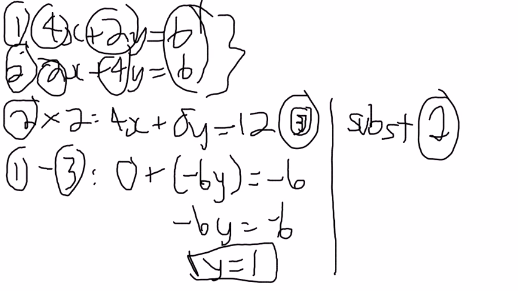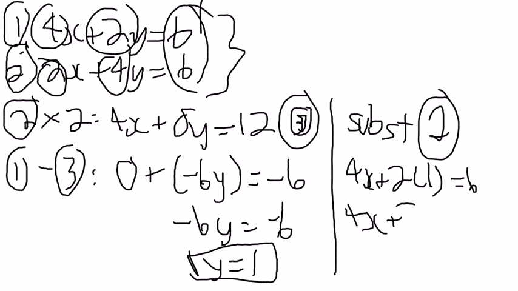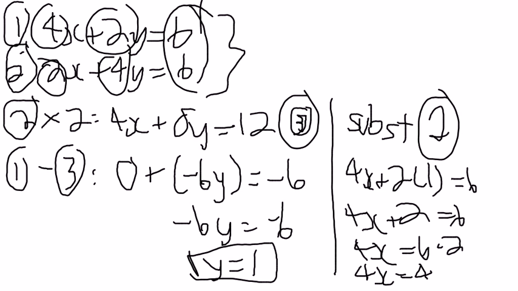So y equals 1, we'll just do 4x plus 2 in parentheses 1 equals 6. This means that 4x plus 2 is going to equal 6, and the 4x is going to equal 6 minus 2. 4x equals 4. x is going to equal 1 after you divide.